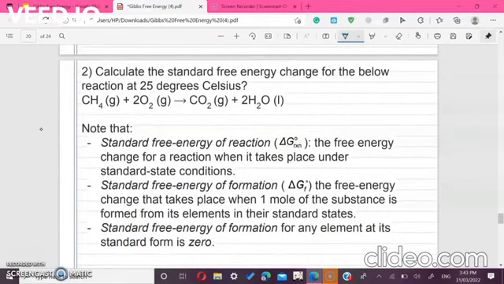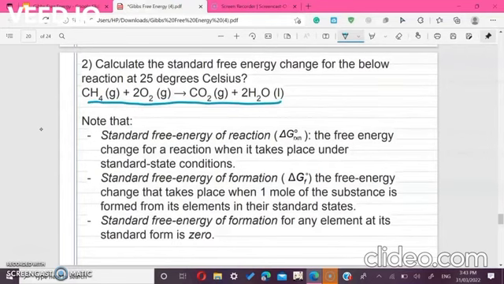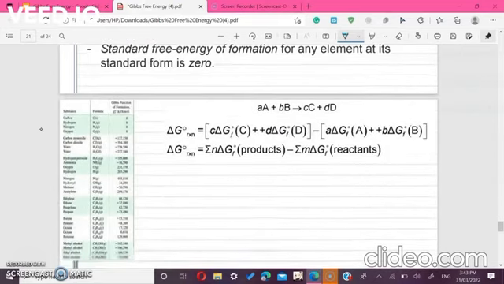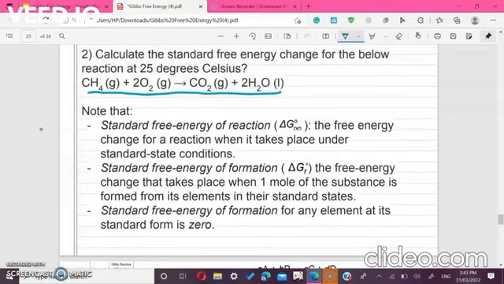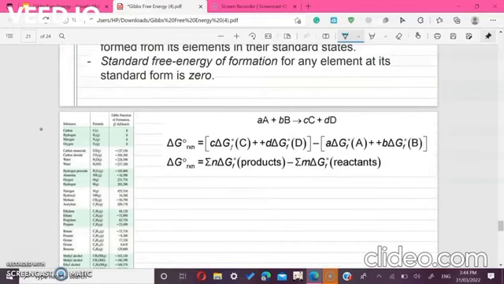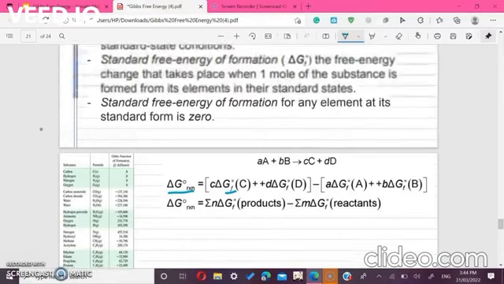Now moving on to the second question. Calculate the standard free energy change for the below reaction at 25 degrees Celsius. And we have the reaction. Now they want us to calculate the standard free energy change. What is that? To calculate the standard free energy change, we have to use this equation. Don't panic, it is easy to solve. Delta G reaction standard and delta G formation. What is delta G reaction standard and what is delta G formation?